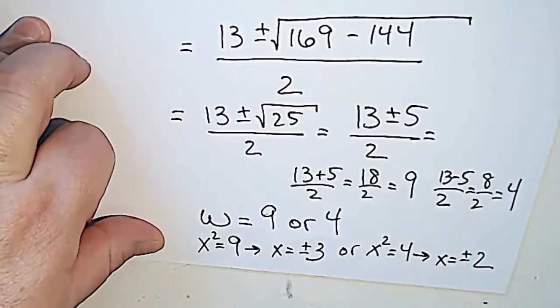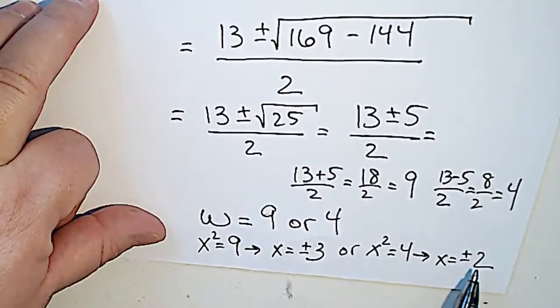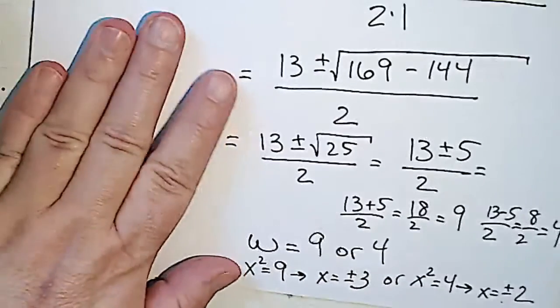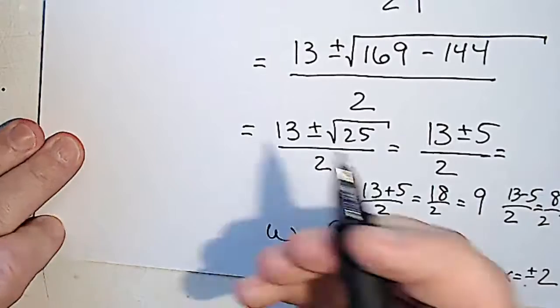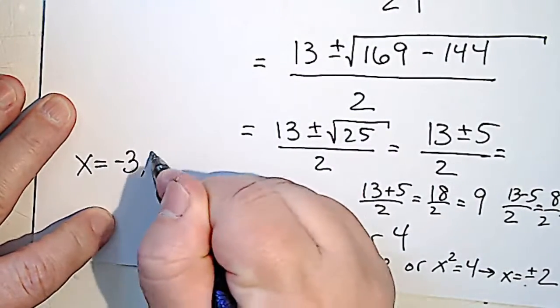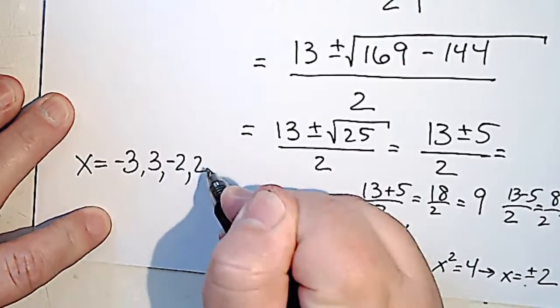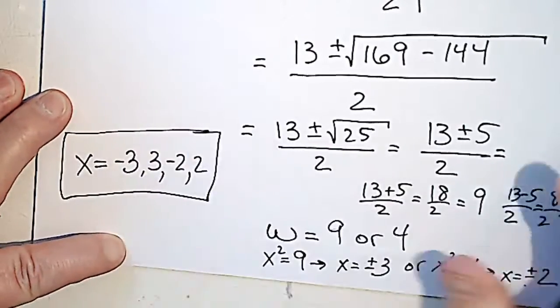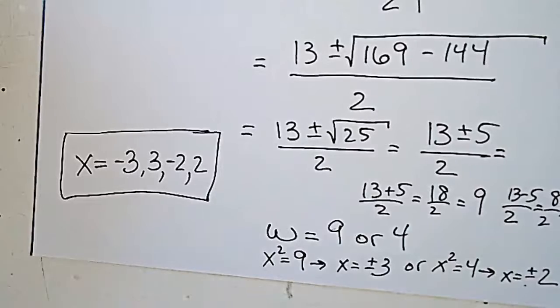So what are all the answers? Plus or minus 3, plus or minus 2. I don't have any room, and I refuse to go on another paper. Negative 3, positive 3, negative 2, positive 2. What do you think? It's weird.